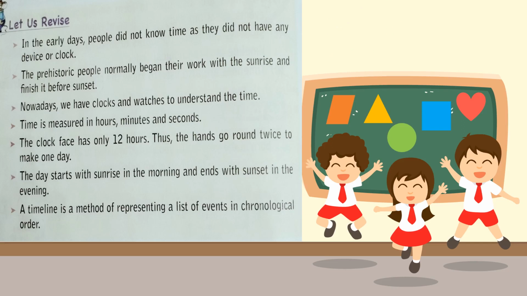Students, in the last, we will revise the important points of the chapter. In the early days, people did not know time as they did not have any device or clock. The prehistoric people normally began their work with the sunrise and finished it before sunset. Nowadays, we have clocks and watches to understand the time. Time is measured in hours, minutes, and seconds. The clock face has only 12 hours. Thus, the hands go round twice to make one day. The day starts with sunrise in the morning and ends with sunset in the evening. A timeline is a method of representing a list of events in chronological order.